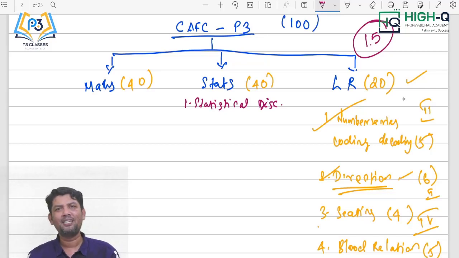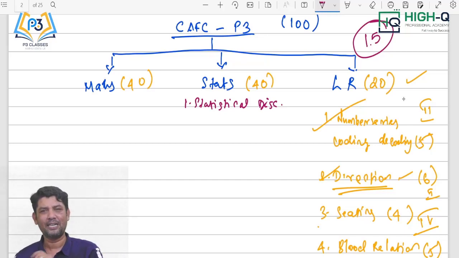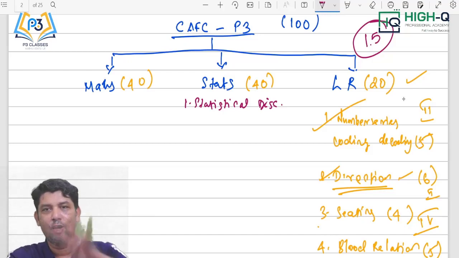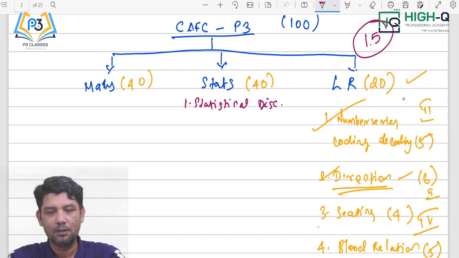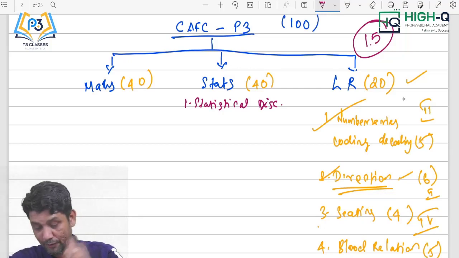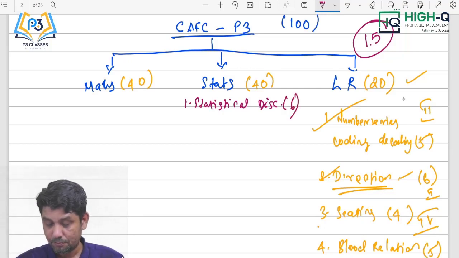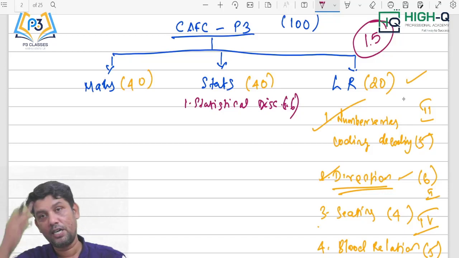Sir, it is quite boring. Arey, let it be, man. Leave that scoring, boring and all. Please forget about it. If you learn this topic, I can tell you, out of 40, you can score 10, 12 marks. Sir, you wrote weightage only 5 to 6 marks, sir. Then you are telling 10, 12 marks, sir.